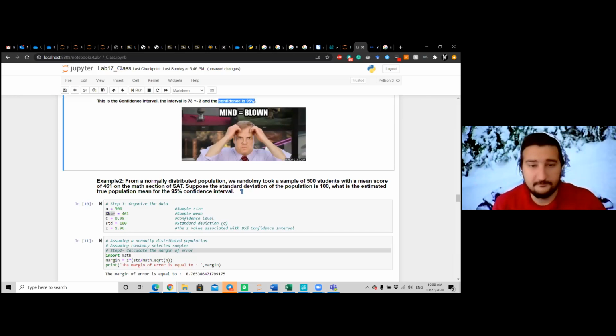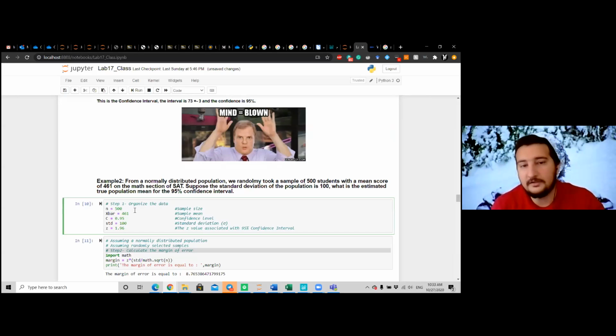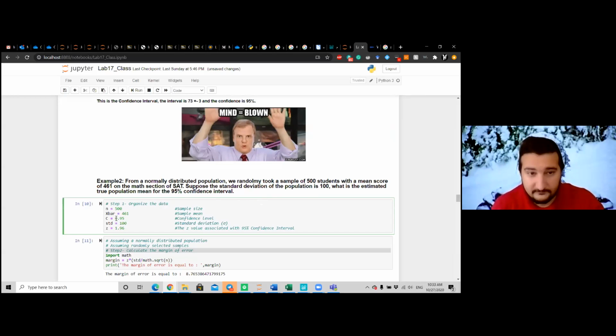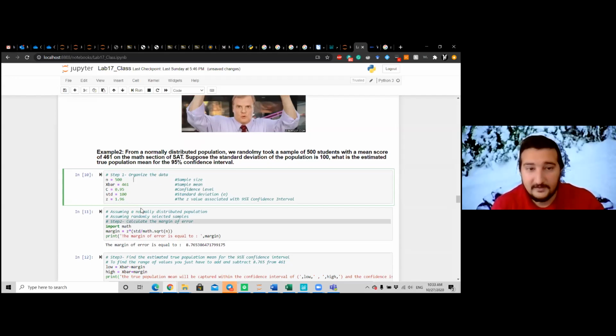Cool. So let's organize the data. Let's see what we have. We know our sample size. We have 500 students in our sample. We know our sample mean, which is 461. We have been told the confidence level that we're interested in, which is 95%. The standard deviation, or sigma, is given to us as 100.